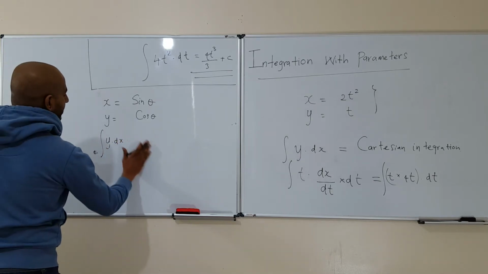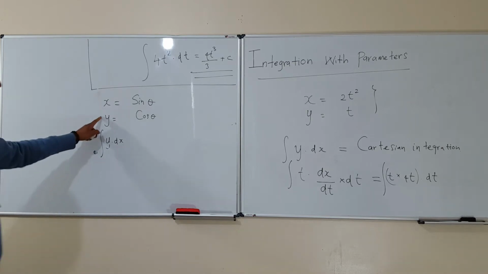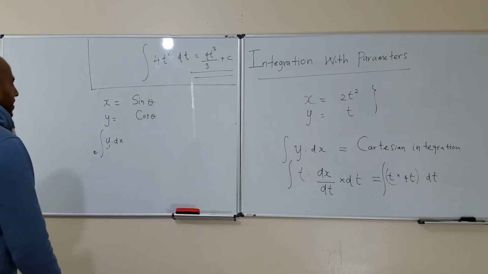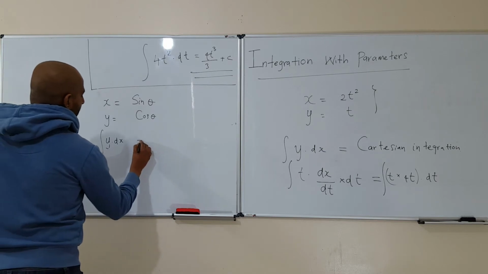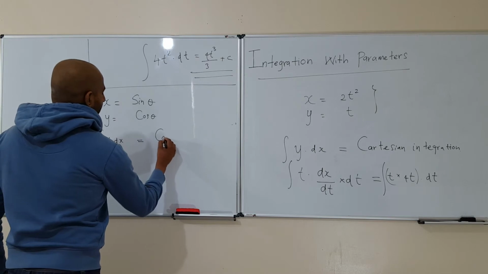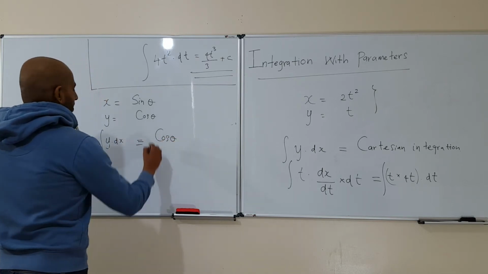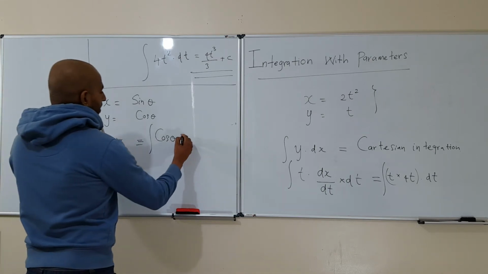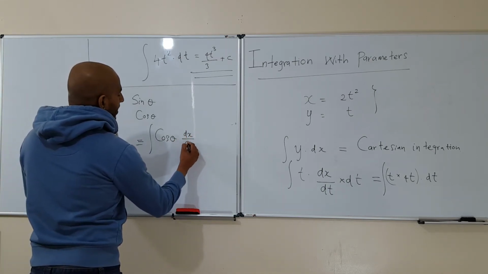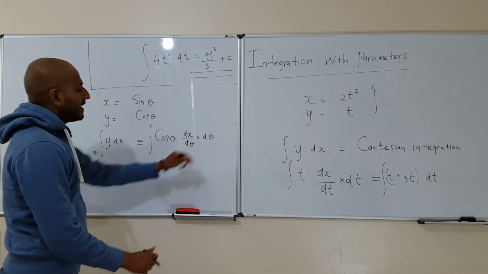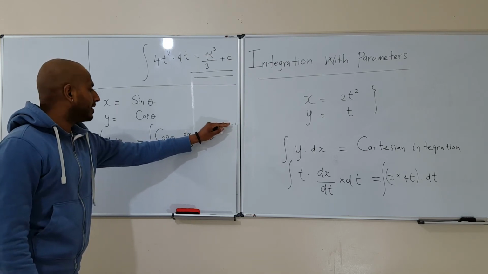Basically, we're trying to integrate y in terms of x. Now theta is the parameter. Before, t was the parameter. So here we can do the exact same thing. Now y, we know, is cos theta. Write down cos theta, integral sign. dx can be replaced with dx over d theta times d theta. It's like a trick. See, they cancel out again, and we get cos theta dx.